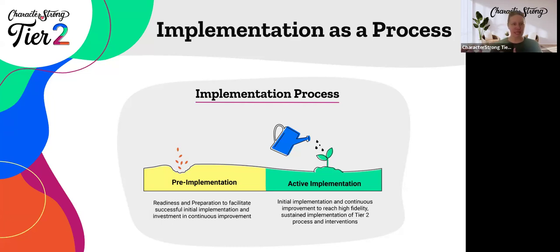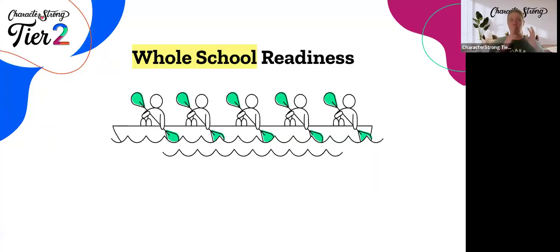We don't want to get to the point later where we say, well, tier two is not working, or these supports aren't working, or our team has fallen apart, or we don't have the right people doing this work. We want to set ourselves up for success in the beginning so that when we get to what we consider active implementation, we can really do a good job with it. So first, preparing our whole school. Nicole, why do we need to prepare our entire school for this?